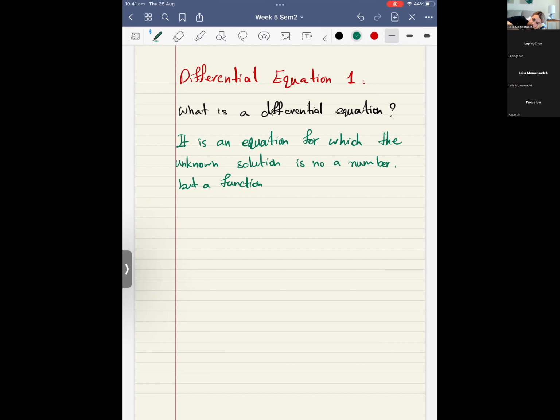For example, d2 f(t) over dt2 plus 4 f(t) equals 0. Look at here. You don't have any number, you just have a function, and it means we must solve for f(t). It is the differential equation.